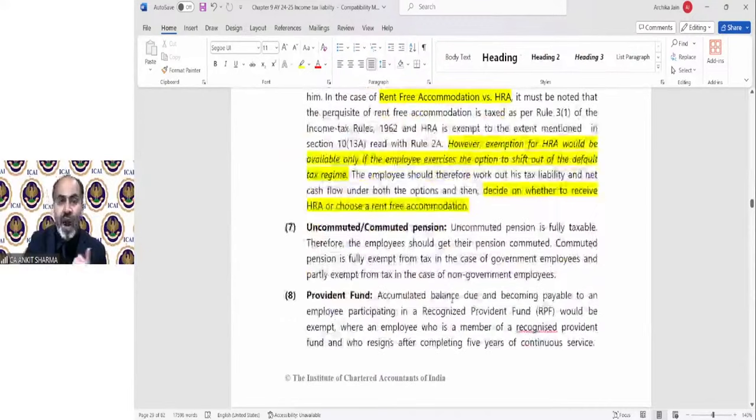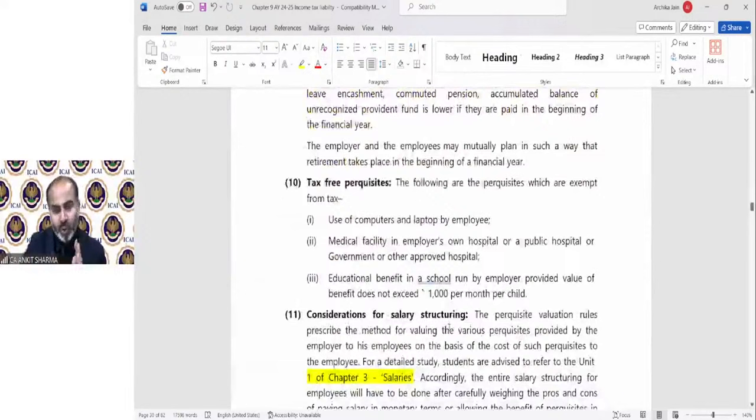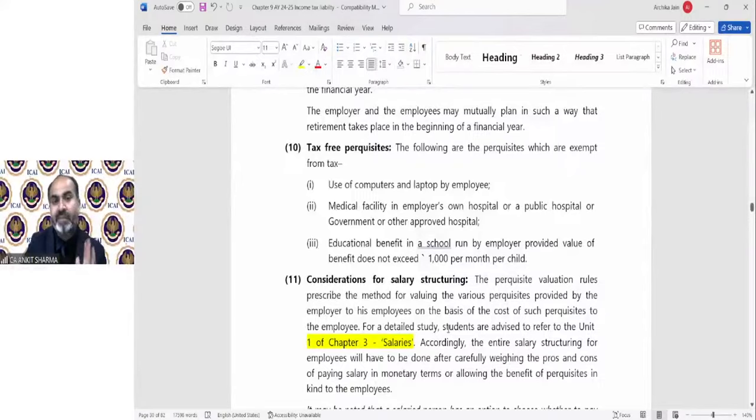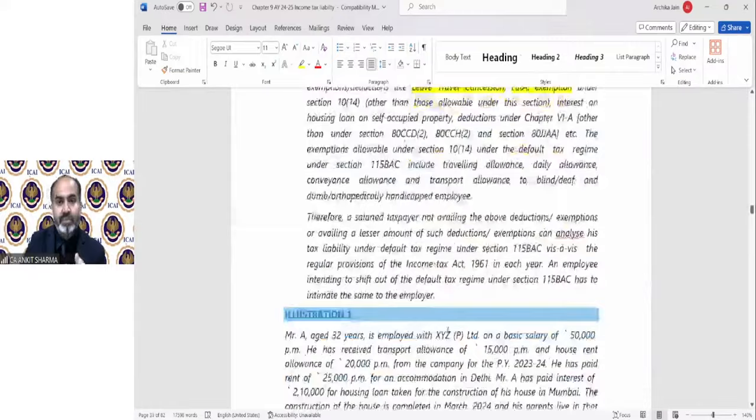Uncommuted pension or commuted pension. Uncommuted is always taxable. So if the option is there, ask for commuted pension, that can be exempted. For a government employee, fully exempted. Other than government, one third or 1/2 can also be exempted. Provident fund, there is no new provision. Those perquisites, those allowances, those compensations which can give you the maximum tax advantage, you have considered for structuring your salary value.